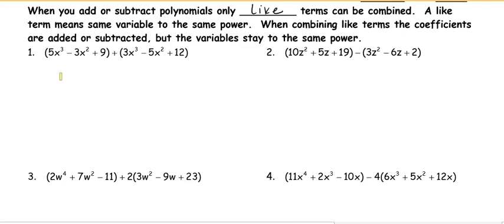Let's always start with our biggest exponent, and in this case the biggest exponent is 3. Do you see any other x to the third powers? Oh, there's one, and that's it. So all we're going to do is add together the front. 5 plus 3 is 8. And then again, the x to the third power stays the same.